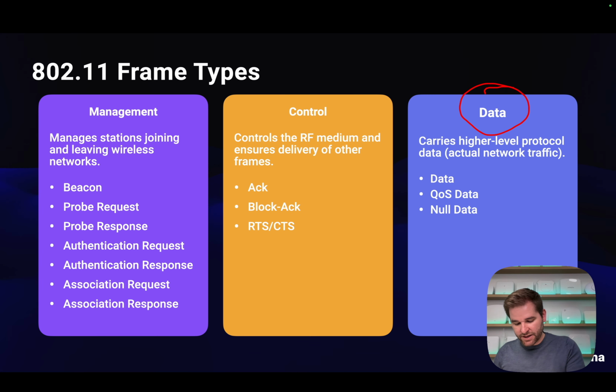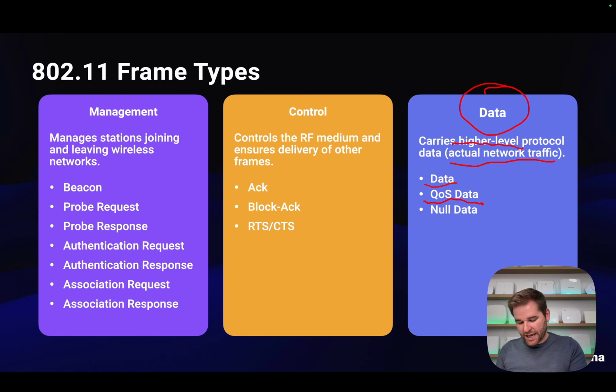Finally, we have data frames. These are the whole reason that we have a wireless network. These carry the higher level protocol data, the actual network traffic like our UDP frames and our TCP frames, and they're subdivided into three categories. We have normal plain old data frames. Then we have quality of service data frames. These are just data frames that we've attached a priority to, like, hey, this is a voice frame. Get it there first. It's really important.